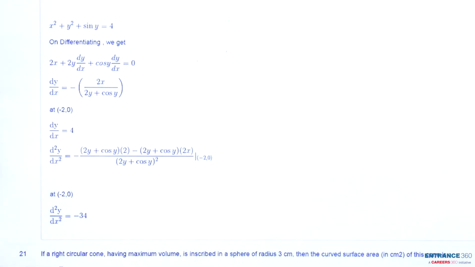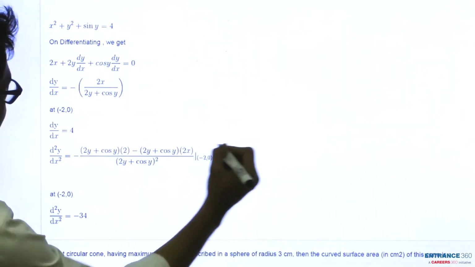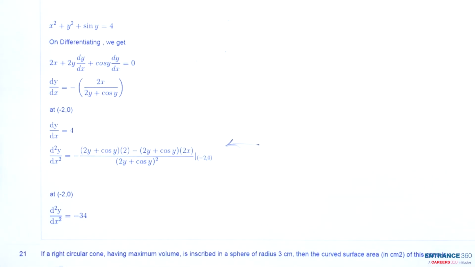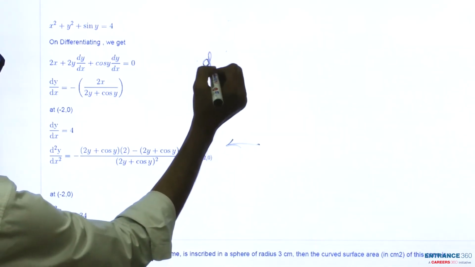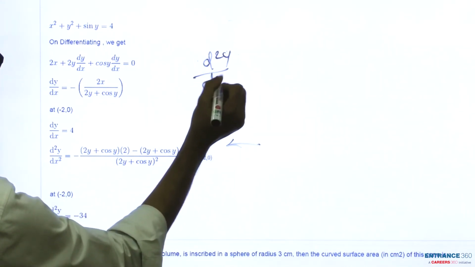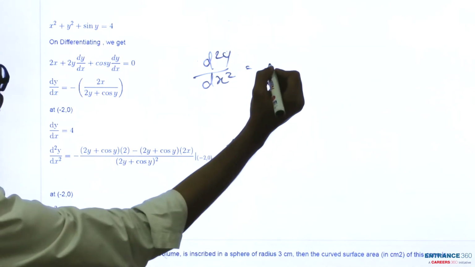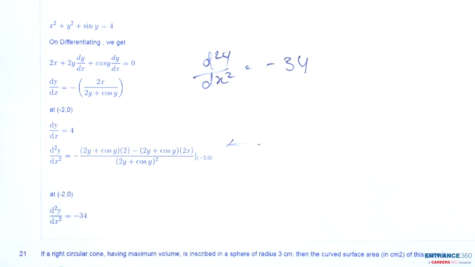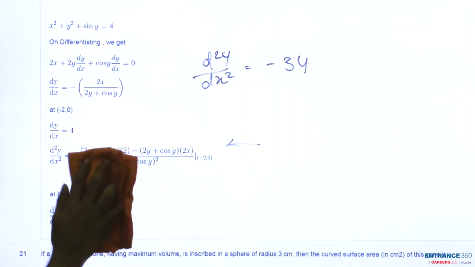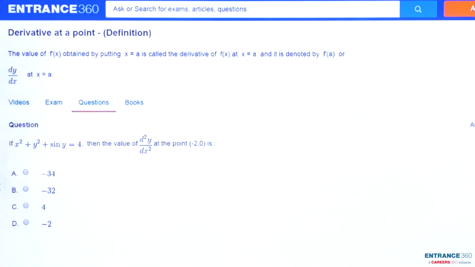After doing differentiation we get this function, and putting x equal to minus 2 and y equal to 0, we get d square y by dx square, the double differentiation of the function, equal to minus 34. So minus 34 is our final answer. So here option A is correct, minus 34.